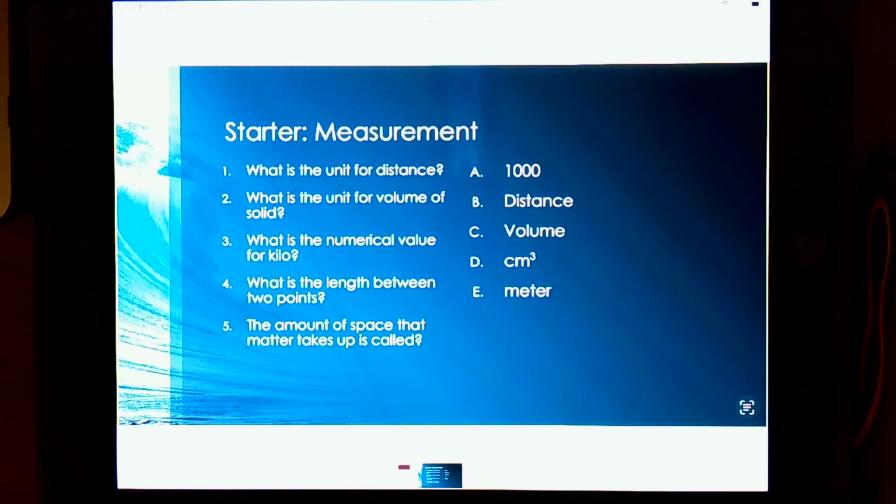All right, yo. So by now you should have had time to write down your starter off the board. So we're going to go through the starter. The starter is on measurement, so it's just a refresher from what we've been covering.